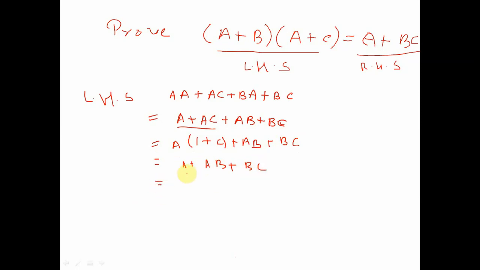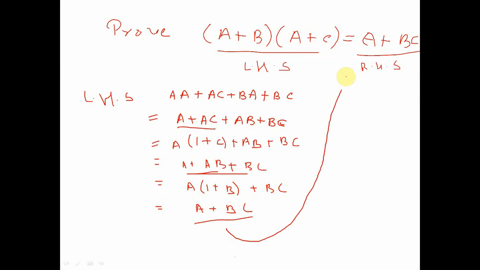Now in these two terms, which term is common here? A term is common here. So in the bracket the remaining term is 1 plus B, and after the bracket BC as it is. Now 1 plus B is nothing but 1. So we write A plus BC. The left hand side A plus BC and the right hand side A plus BC, both the terms are the same. So left hand side is equal to right hand side. In this fashion we solve Boolean expressions.